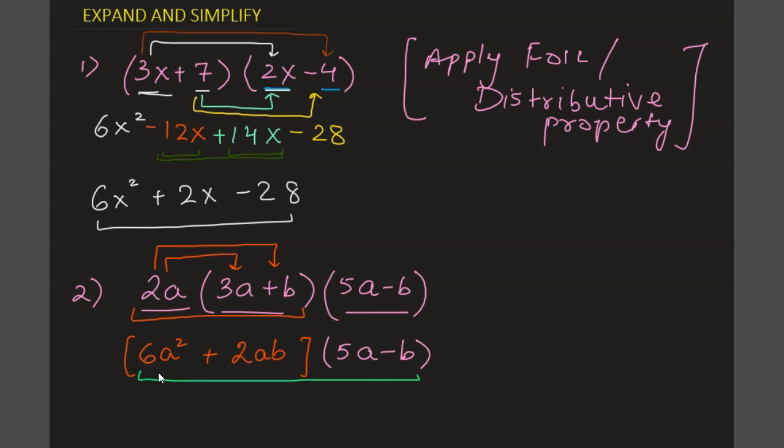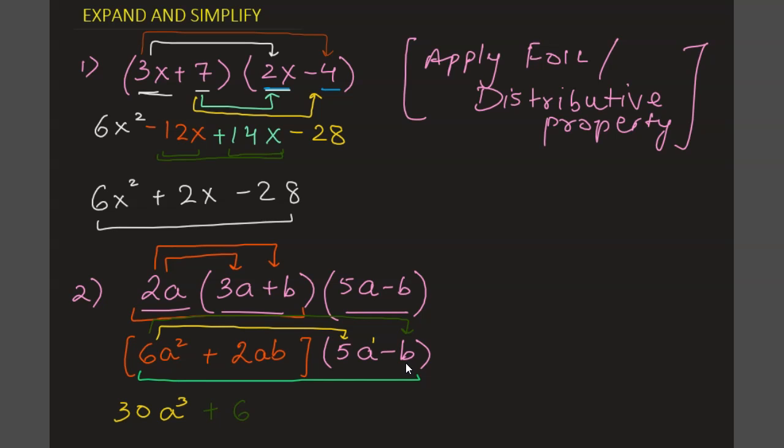So this is our first term of the first bracket. This is our first term of the second bracket. And here we get 6a squared times 5a. That gives us 6 times 5 is 30. A squared times a. Make sure when you have same variables you can multiply, and when you multiply all you have to do is just add their powers. 2 plus 1 is a cubed. Next you would multiply 6a squared with b, and that would give you 6 times, no number means the number is 1, so 6.